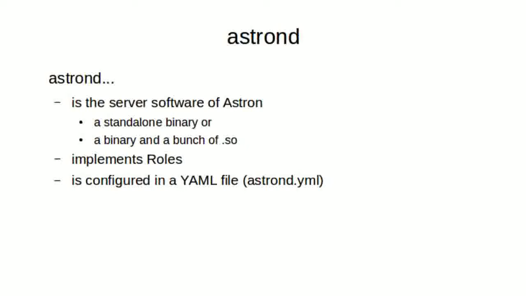Astron can be built either as a standalone binary that includes all dependencies and functionalities, or as a binary and a bunch of shared objects, also called libraries. It implements roles, which are the functional parts of the infrastructure, and it is configured in a YAML file. While that file can have any name, Astron YAML is somewhat of a default name, so I will use that name in this video to refer to that configuration file.